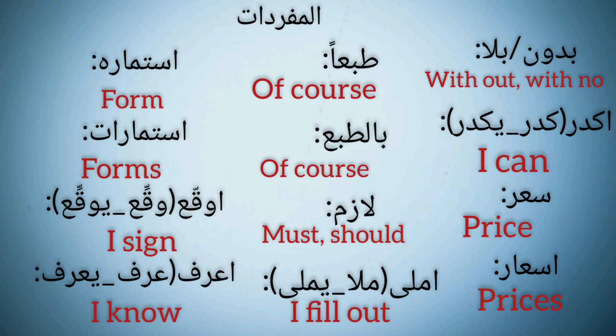Bidun, or bila. For example, bila zahme, bila zahme. It means with no disturbing or with no annoying. And you use this phrase when you want to ask someone something. Or another example, بلا كذب احكي لي الحقيقة.